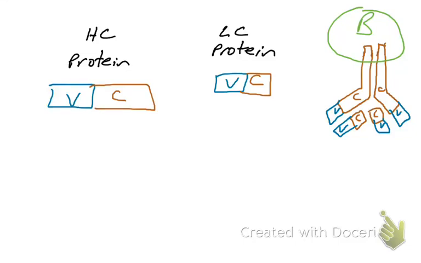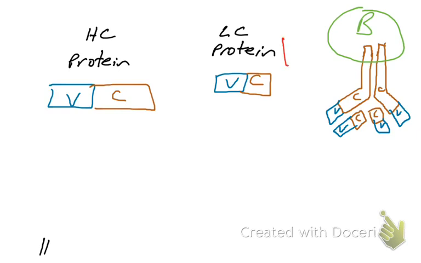Okay, so we need to talk about the constant region of the heavy chain protein because it's a little more complicated than I've made it out to be. If you look on the right, there's a B cell, and on its surface is the immunoglobulin. Two heavy chains, two light chains. The heavy chain proteins have a variable region and a constant region. The light chain proteins, variable region and a constant region.